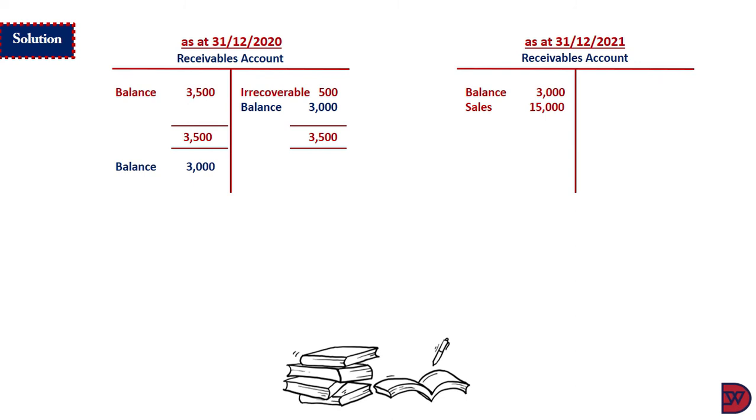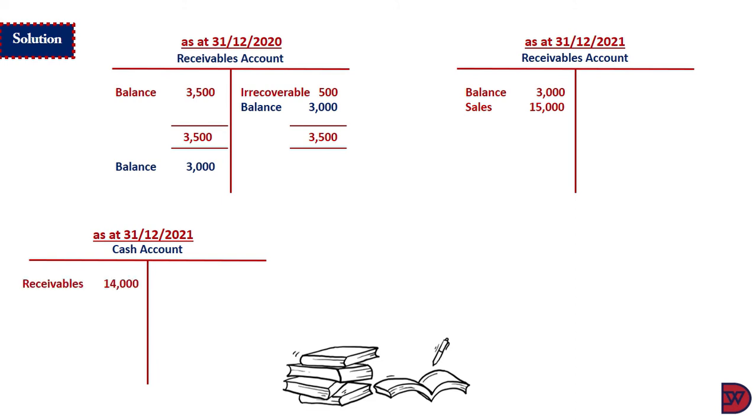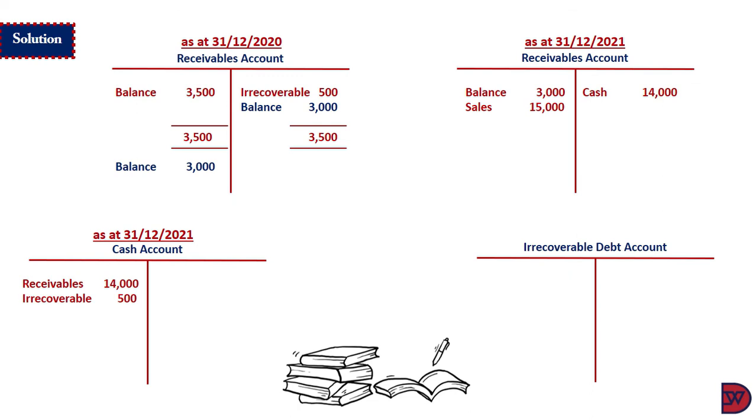We're also told that $14,000 out of the $15,000 credit sales was received. So what do we do? We debit cash because an asset is coming into the business. Then we credit the receivables to reduce the balance. Okay. Then we were also told that the $500 irrecoverable debt that was written off in the name of Ms. Smith has been recovered. So we would have to now debit the cash account in the name of irrecoverable debt, then go to the irrecoverable debt account and credit it. Now that we are done, what do we do? We now have to balance and close off the account.